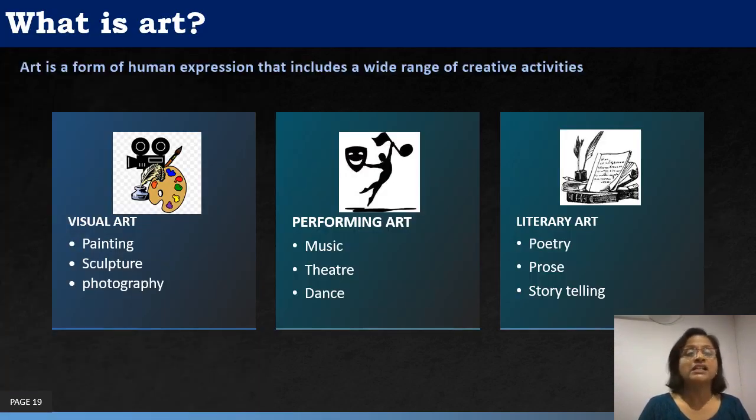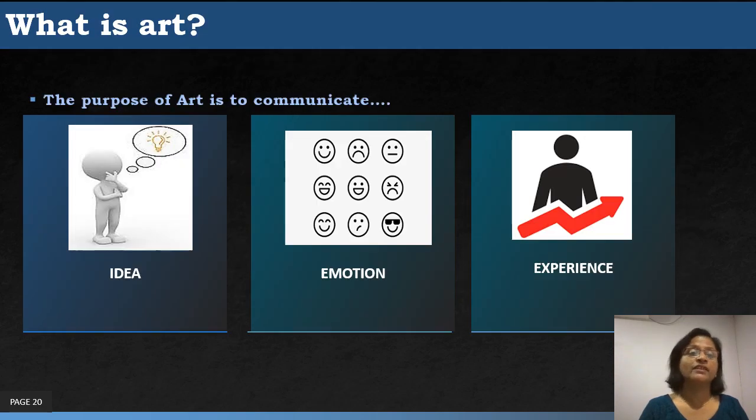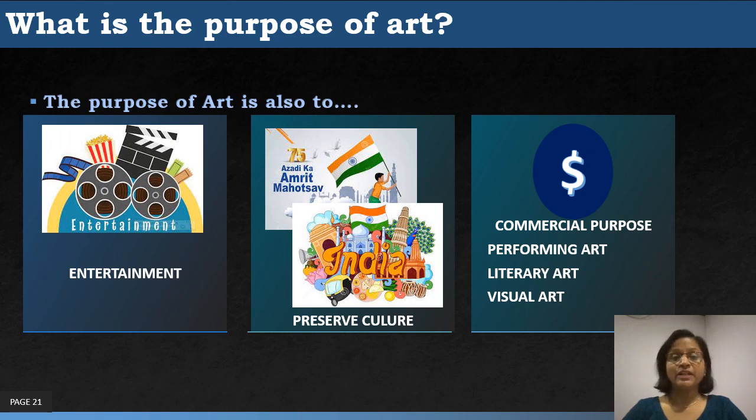So what is art? Art is a form of human expression that includes a wide range of creative activities. Art itself is of various kinds. Visual art, which includes painting, sculpture, photography. Performing arts, which includes music, theatre, dance. Literary arts, which includes poetry, prose, storytelling. The purpose of art is to communicate ideas, emotions, and experience. The purpose of art is also to entertain, preserve culture, and it is used for commercial purpose these days.